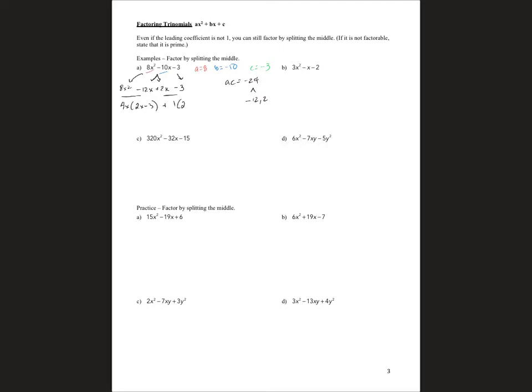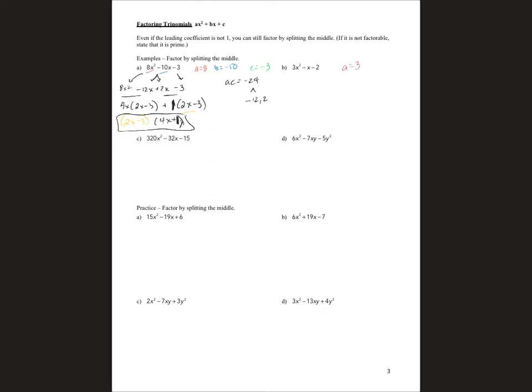Well, greatest common factor of the last two terms is just 1. This allows us to have greatest common factor 2x minus 3. And you are left with 4x plus 1. You need that 1 here. If you don't put a 1 there, then you don't have a binomial here, and it's a disaster. FOIL to check to make sure that you got the correct factors.